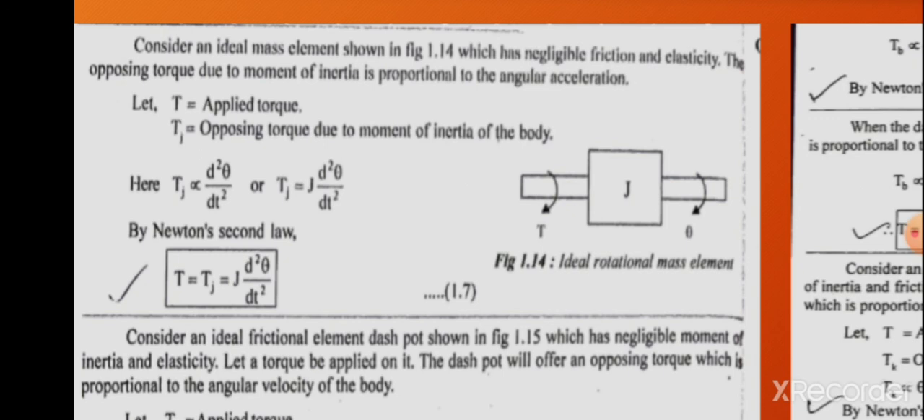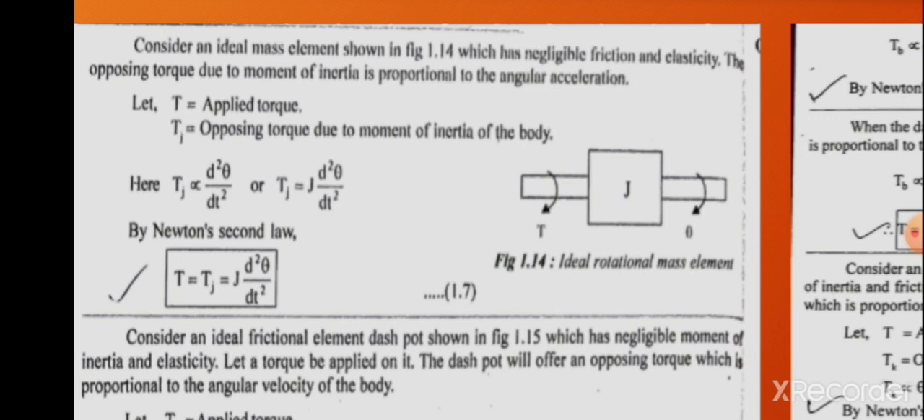So this is the torque balance equation for the ideal rotational mass element, having a moment of inertia J. So this is the case of a rotational system. Here T equal to TJ equal to J into d square theta by dt square.